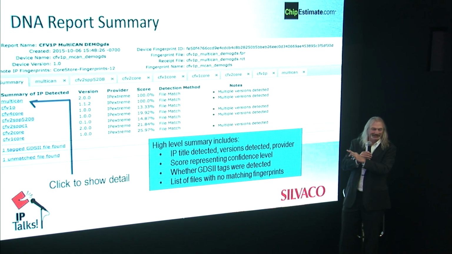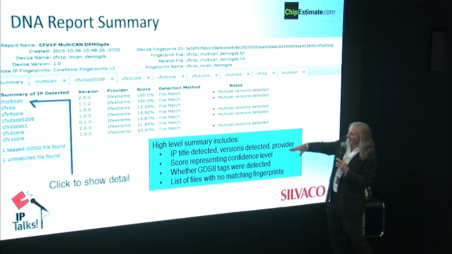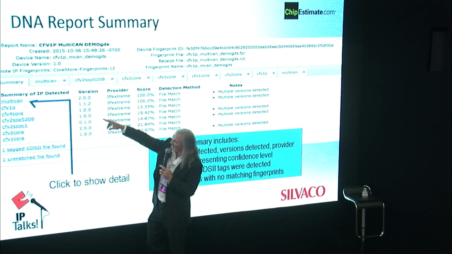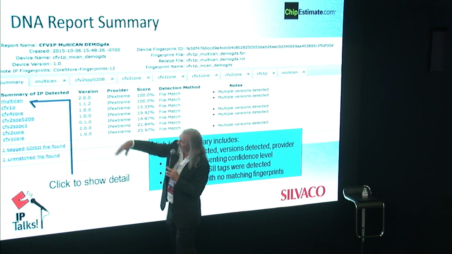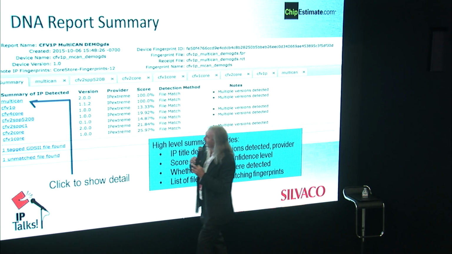So finally, this is what a DNA report looks like. This is the DNA report we put together with some of our own IP at Silvaco. And here's a bunch of IPs that are detected here. This MultiCAN, some ColdFire processors. We found one GDS2 file that was tagged here.